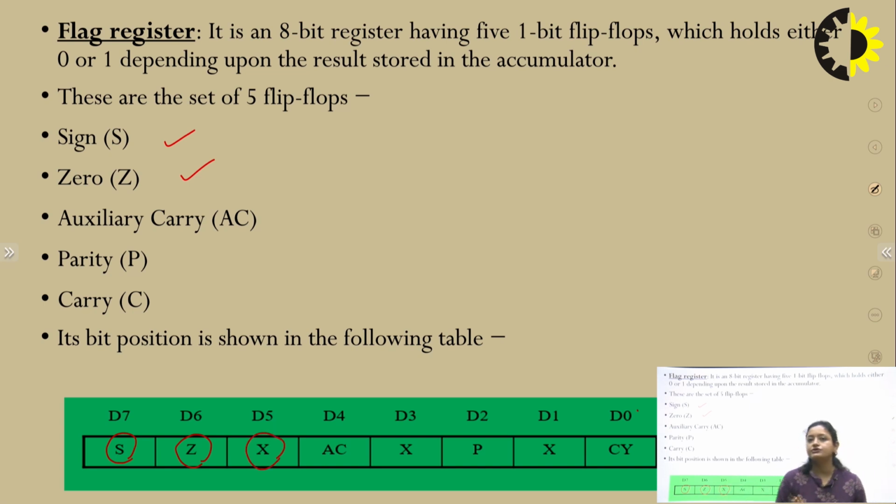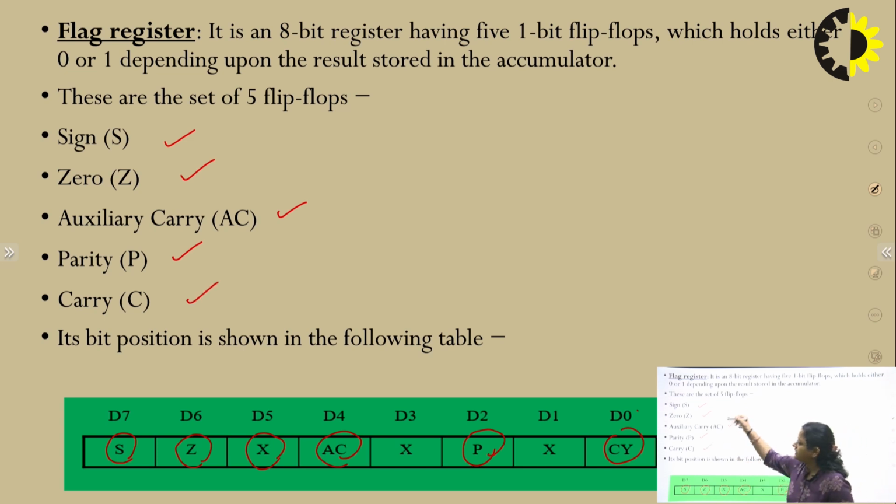Here X means don't care. So here we do not have any flip-flop. At position D4, we have AC, which stands for auxiliary carry flag. At position D3, again, there is a don't care sign. Then at position D2, we have the parity flag. And finally, at position D0, we have the carry flag.